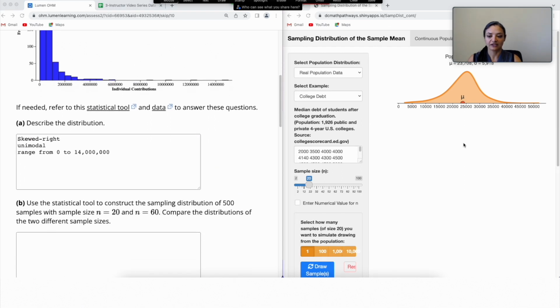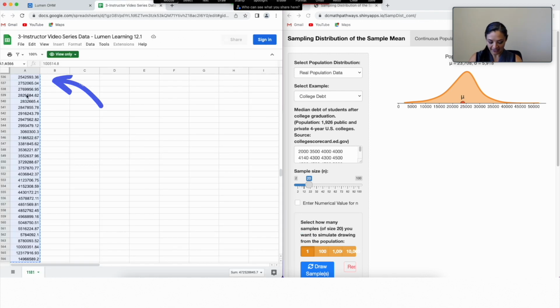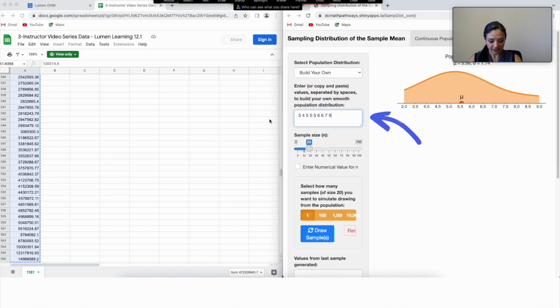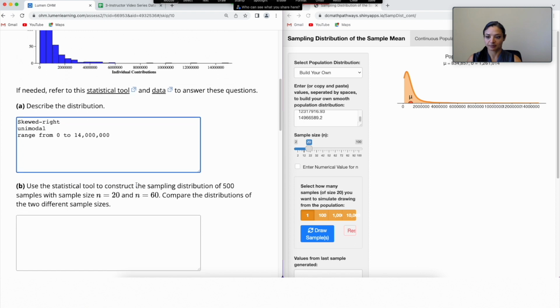Now let's go ahead and use the statistical tool and the data given. So I have it here. We're going to highlight all of that data. Let's go over to the statistical tool. We're going to build our own. I'm going to put in the data given, hit enter. And now let's look at this question, part B.